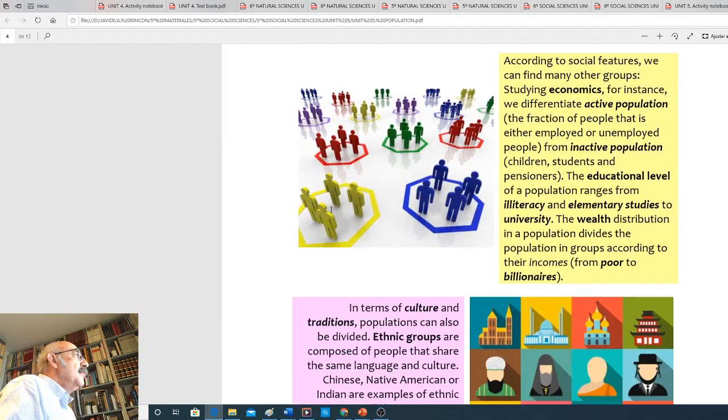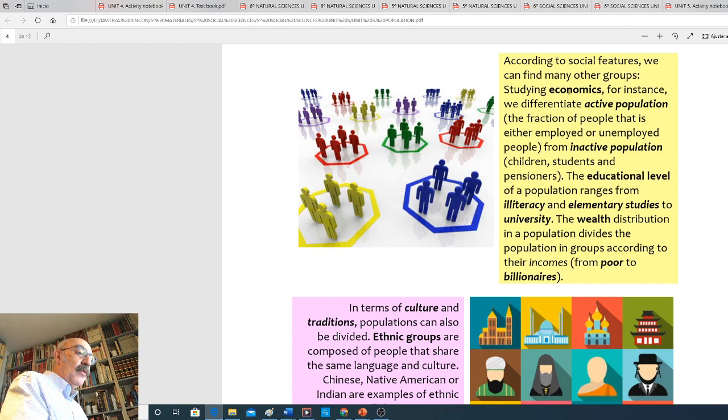But according to social features, we can find many other groups. Studying economics, for instance, we differentiate active population. Active population is the fraction of people that is either employed or unemployed. Active population, okay, and you have to bear in mind that only people that can work are considered active population, no matter if they actually are working or not. So retirees, elderly people that live on a pension, are not active population. Students, you are not active population.